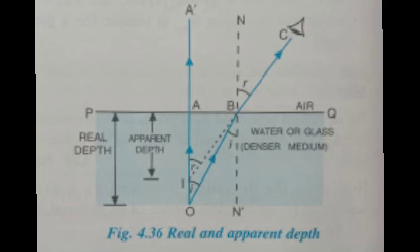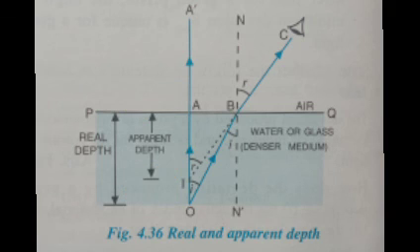But if you see the same object from outside, then it appears to be at less depth, or its depth will be a little bit less than its actual depth. Then this lesser depth from surface A, the image will be at the point I, and the length AI is called apparent depth.